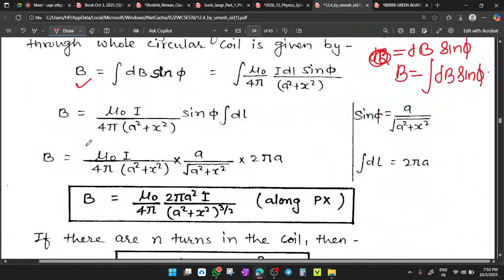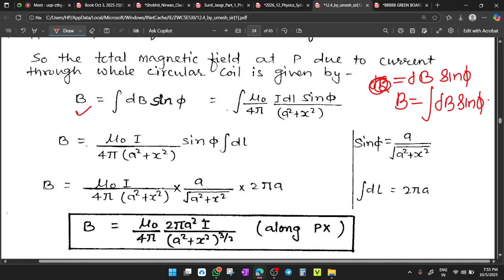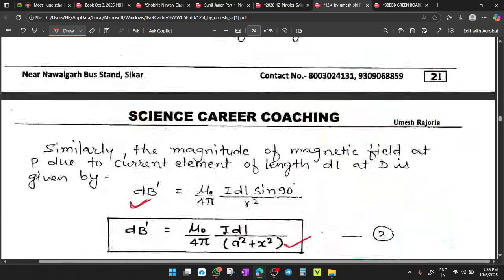So dB sin phi integration. Place the value of dB: mu naught upon 4 pi, I dl upon a square plus x square. This is the value of dB, and now here it is sin phi. You know sin theta is equal to perpendicular upon hypotenuse. So what is perpendicular? a. What is hypotenuse? Under root a square plus x square.